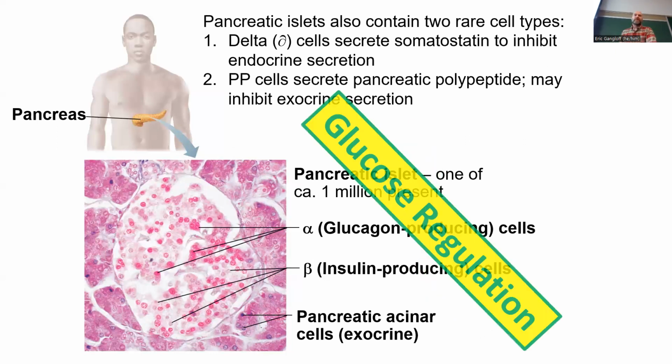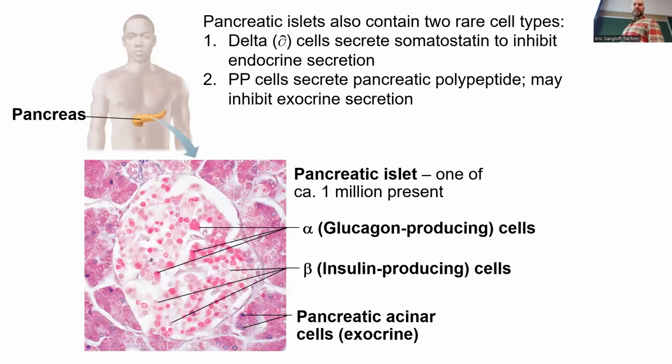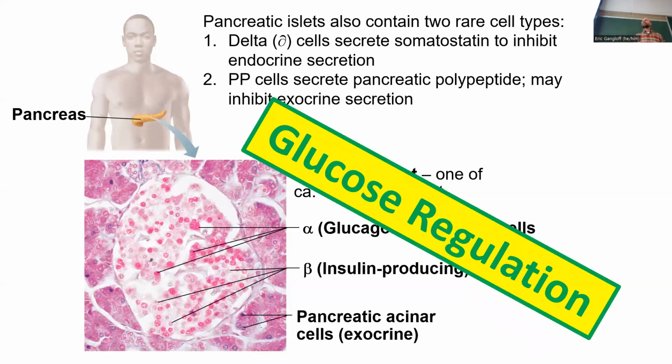So glucose regulation. Pancreas glucose regulation, and specifically, I do want you to know that we have these alpha cells that produce glucagon and the beta cells that produce insulin. Those are the two big ones. And glucagon and insulin kind of act to balance each other and keep your glucose within a certain level.